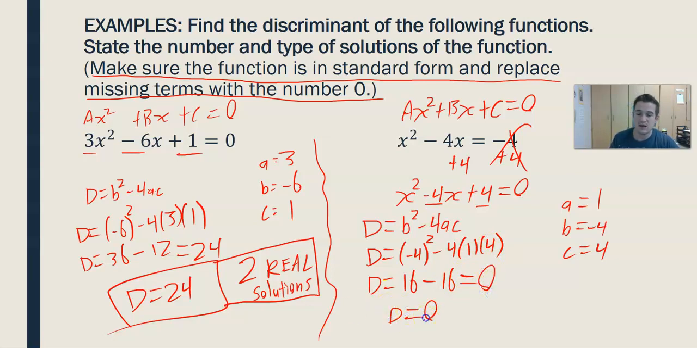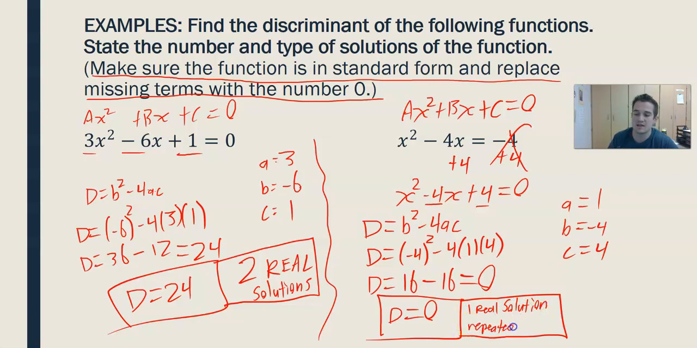When my discriminant is 0, remind yourself what that means. When I have a discriminant that is equal to 0, that means I'm going to have one real solution repeated twice. So kind of like that example I had in a couple videos ago when I had x equals 1 and x equals 1. It would be a situation like that. One real solution repeated twice.